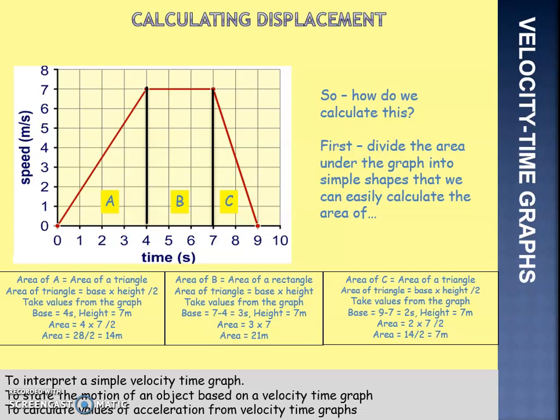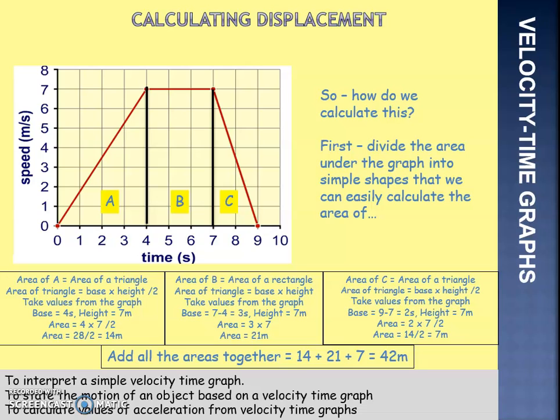So what's the total displacement? We need the area for A, B and C added together. So that would be 14 plus 21 plus 7. The total displacement for that object on that graph is 42 meters.